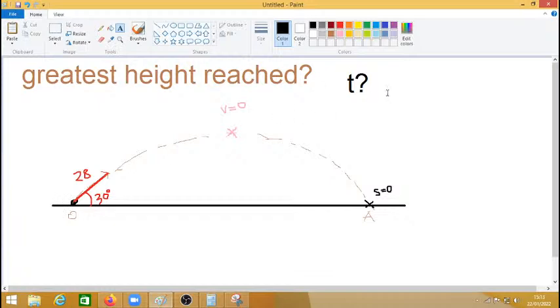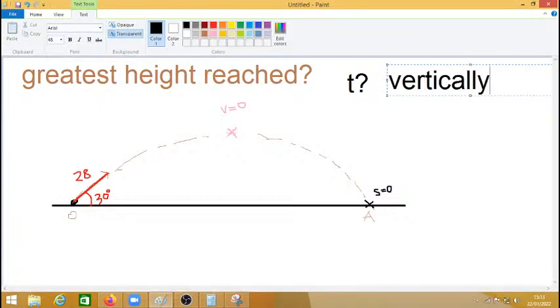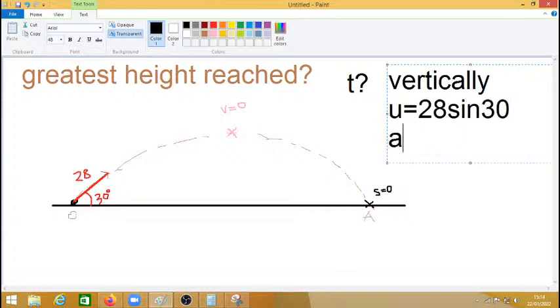Let's go vertically now. Let me write that down vertically. What do we know? We know the vertical component of the initial velocity. We worked that out before, so it's 28 times sine 30. We know the acceleration due to gravity is minus 9.8 because this initial velocity is going up, but gravity is going down, so it's minus 9.8. The time is unknown. We don't know what the time is.